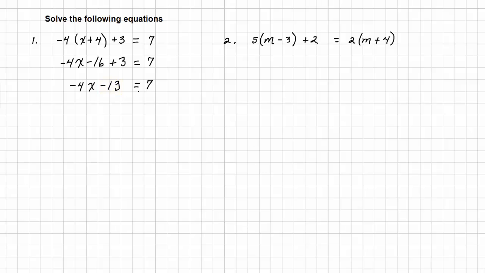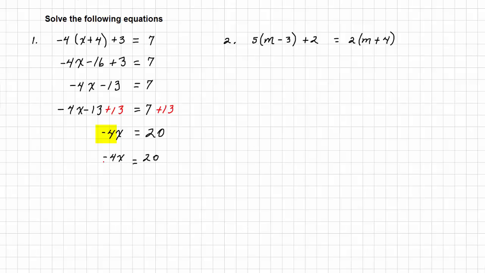equals 7. In order to eliminate the negative 13 from the left side of the equation, I'm going to add 13 to both sides of this equation. So I'm left with negative 4x equals 7 plus 13, or 20. In order to get 1x on the left-hand side, we divide both sides of this equation by the coefficient of x, which is negative 4.